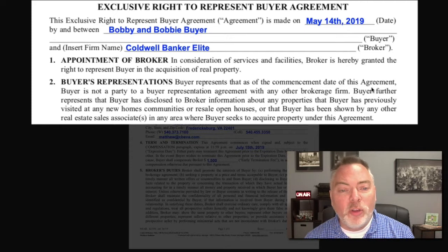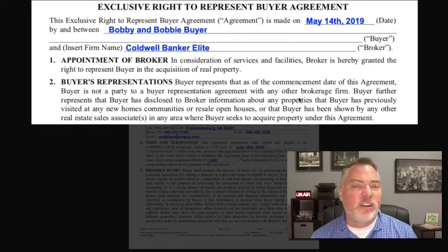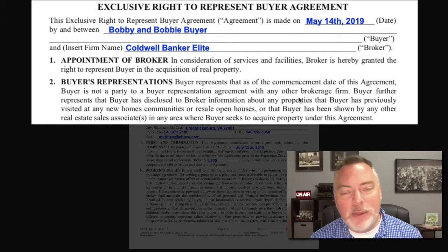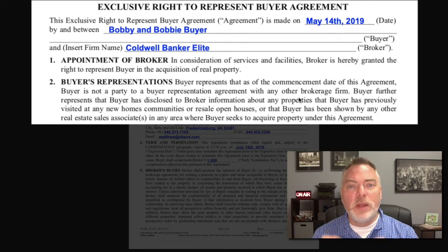The buyer is also saying that they're going to let you, the buyer agent, know if they've seen any other properties with other agents or any new construction or visited any open houses that they can remember. This is simply so you get a handle on what they have and haven't seen. And so that if you go to a house and show it and they go, oh yeah, we came here already, that should trigger in the back of your mind that there may be some procuring cause issue where another agent showed the house.